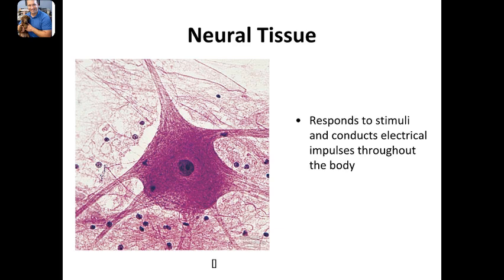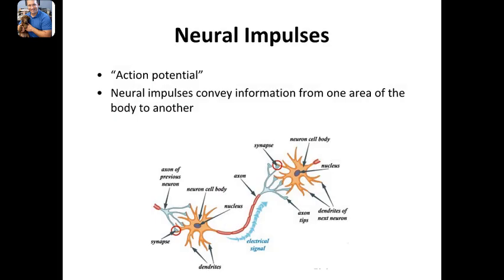So the function of neural tissue overall is to respond to stimuli. It's to send messages, electrical and chemical messages and impulses, throughout the body. There are some nerves that are a meter long, which is pretty crazy. The neural impulse is otherwise known as the action potential, and we're going to talk a lot about that going forward. Neurons are specialized cells that propagate electrical current, so they're like little wires.